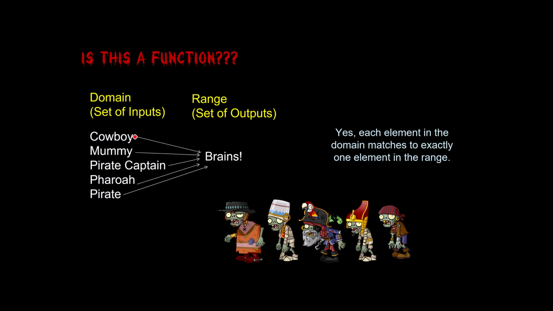The rule is every item in the domain must go to one item in the range. Cowboy only goes to brains. Mummy only goes to brains. Pirate captain only goes to brains. Pharaoh only goes to brains. Pirate only goes to brains. There's nothing in the definition of a function that says they can't all go to the same thing, just that each of them has to match to exactly one item in the range.